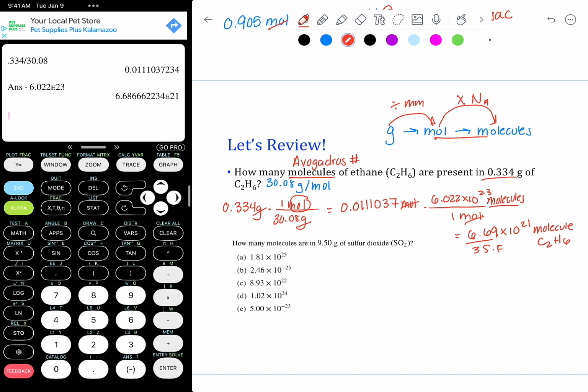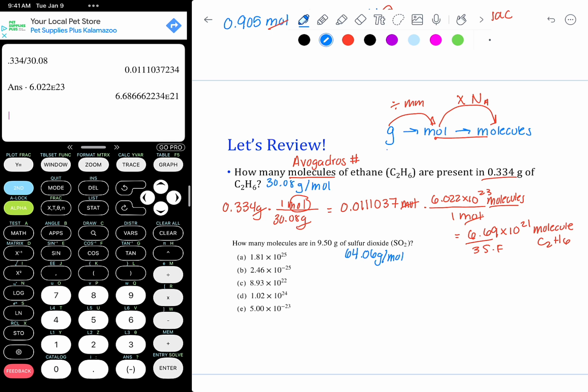So let's do that again with our second problem here. We have 9.50 grams of sulfur dioxide, and we want to know how many molecules there are in that mass. So the first thing we want to do is find the molar mass of sulfur dioxide. So let's take a second and calculate that. I got mine to be 64.06 grams per mole. That's my molar mass of sulfur dioxide.